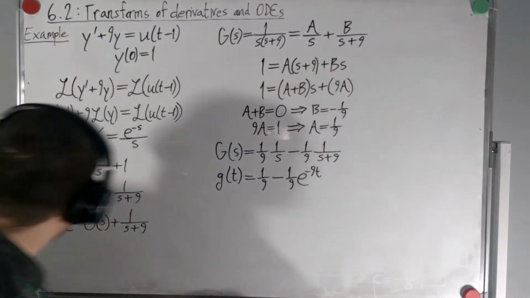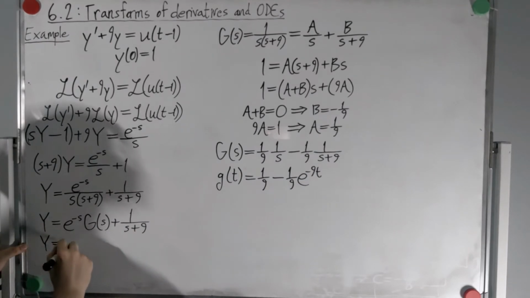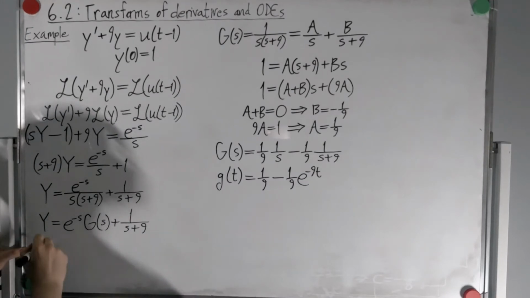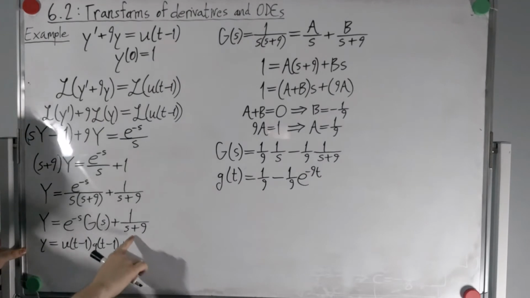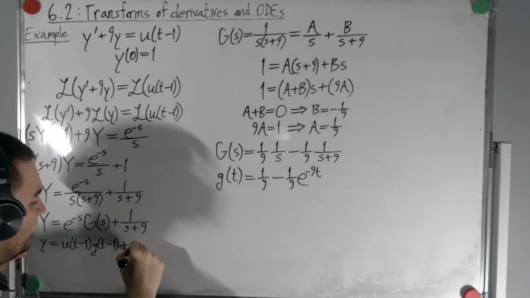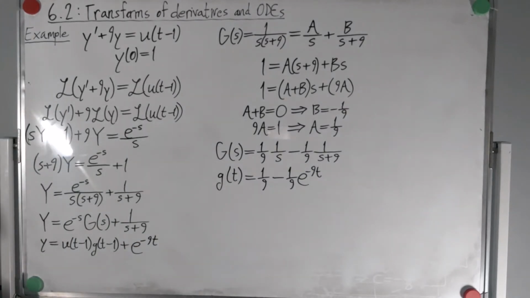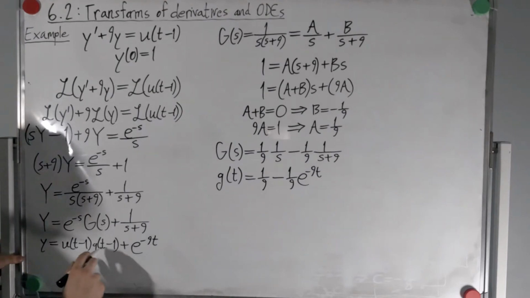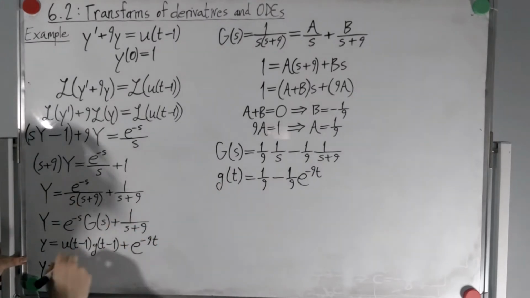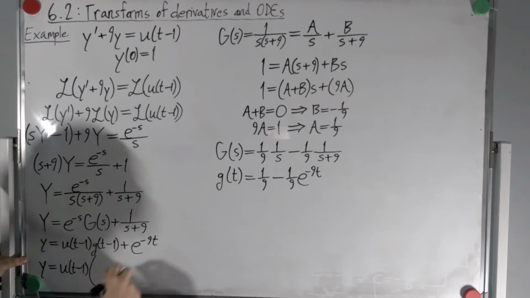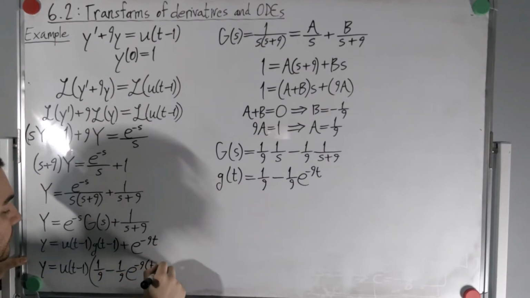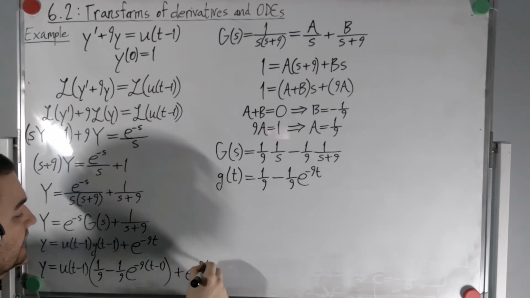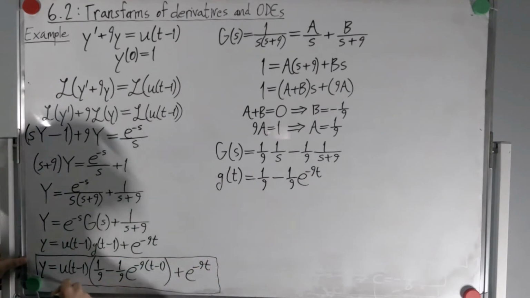So we have y, lowercase y, is going to be u(t − 1) g(t − 1), plus then the inverse Laplace transform of 1/(s + 9), which is just e^(−9t). And then g(t − 1), according to what we have over there, is u(t − 1) multiplied by 1/9 minus 1/9 e^(−9(t − 1)). Then add to that e^(−9t), and that is the solution of our initial value problem.